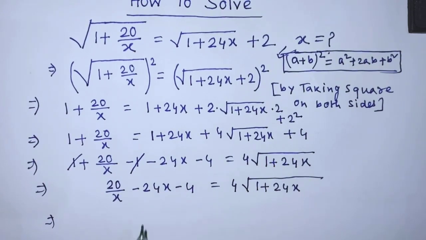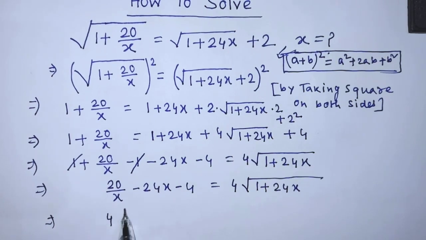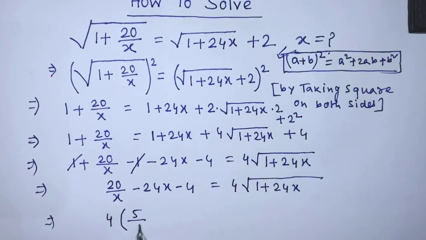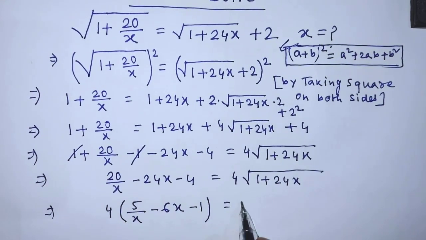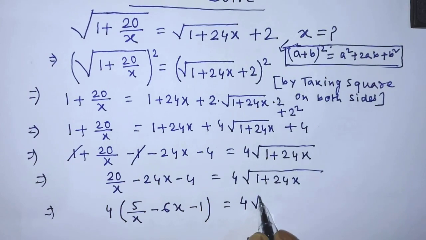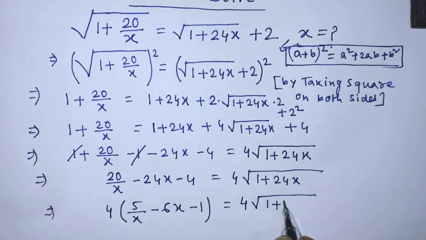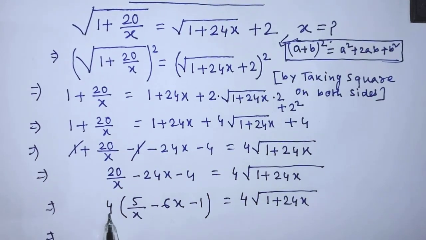So guys, on the left hand side there are 3 terms and the common factor of the 3 terms is 4. So now we can write from the left hand side 4 times (5/x - 6x - 1) is equal to, on the right hand side again we write 4 times square root of (1 + 24x). So guys, we can cancel 4 from both sides of this equation.